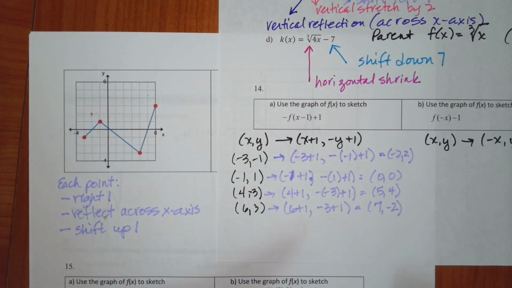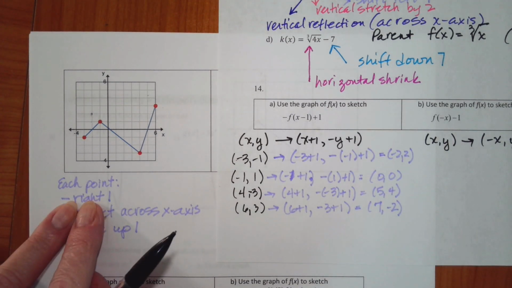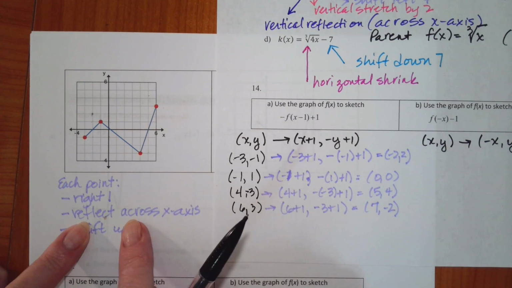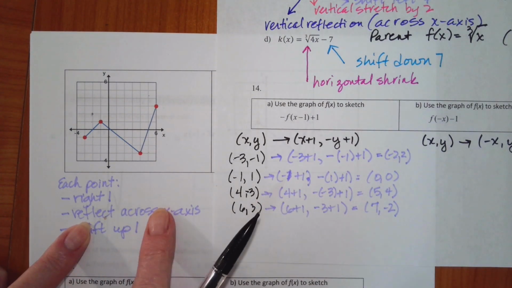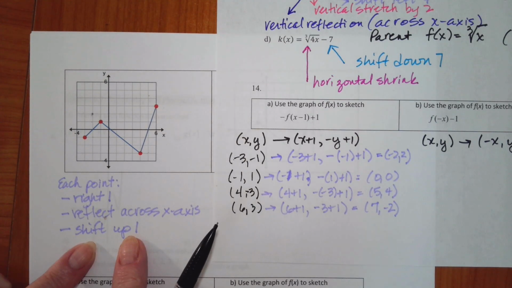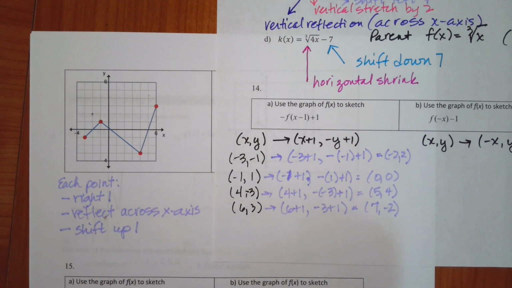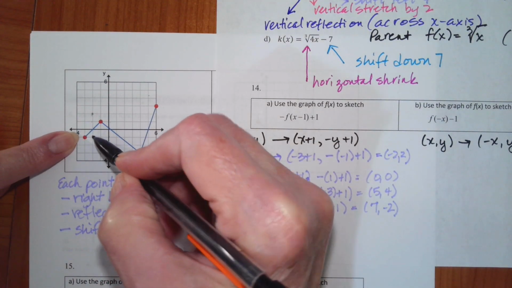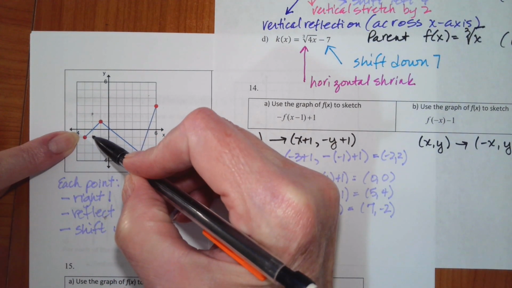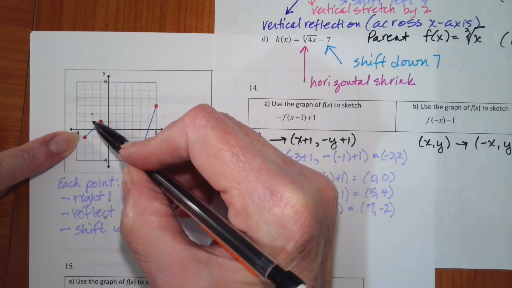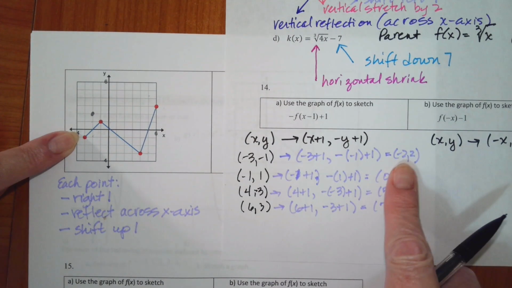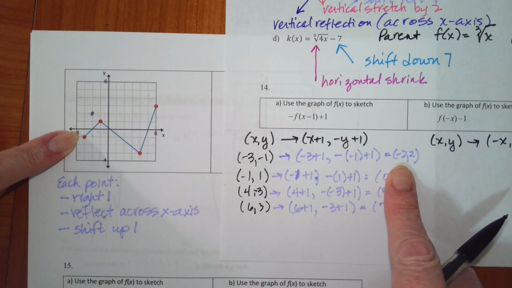Or you can do it by going directly to the graph, where you take each point, move it to the right one, reflect it across the x-axis, which is a vertical flip, and then shift it up 1. You should end up in the same place. So let's start here. If I take this point and move it to the right one, reflect it across the x-axis and move it up 1, I end up right here. Well, that is the point -2, 2.